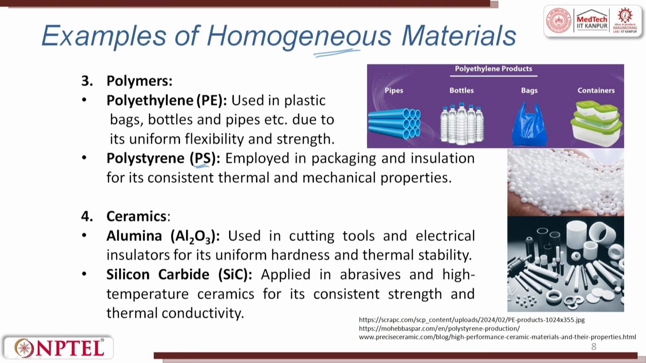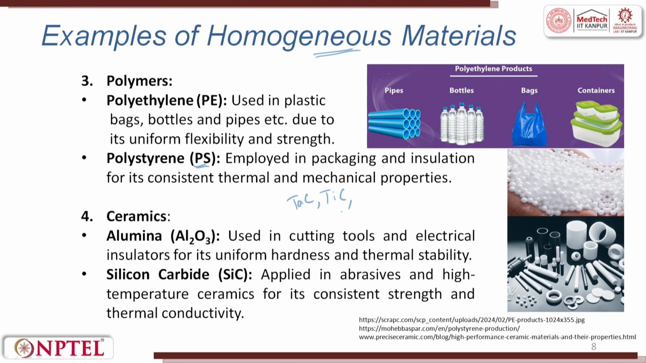Ceramics, as I told you, are oxide and non-oxide. An oxide ceramic example is alumina. You can also have TiO2, titanium dioxide. You can have silicon dioxide, SiO2. Many examples are there. Alumina is used in cutting tools and electrical insulation for its uniform hardness and thermal stability. Silicon carbide is a non-oxide ceramic. Like this, you can have many things. SiC is one. Then you have tantalum carbide, titanium carbide. You have so many examples of ceramics in the non-oxide form.